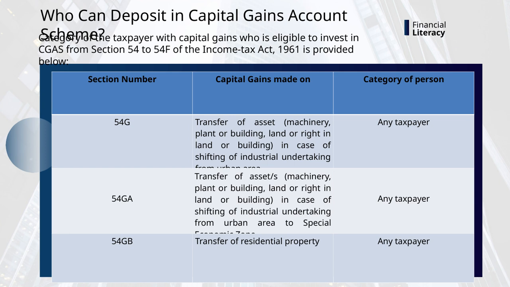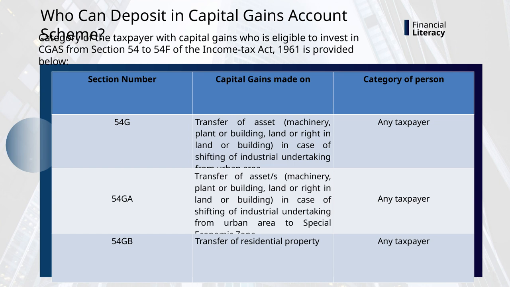For example, Section 54G applies when there's a transfer of assets like machinery, plants, buildings, land, or rights in land or buildings, due to the shifting of an industrial undertaking from an urban area. Basically, if a business moves out of a city to another location, the taxpayer can benefit here. Similarly, Section 54GA covers cases where the transfer involves assets like machinery, plants, or buildings, but specifically when the move is from an urban area to a special economic zone, or SEZ. Again, this is aimed at promoting industrial development in designated zones.